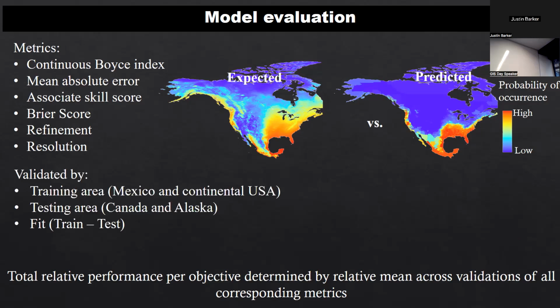This was validated over 3 different conditions. So within the training area, which was the US and Mexico, and within the testing area, which is Canada and Alaska, and then a comparison between the two to show fit. So in terms of artificial intelligence and machine learning, fit should be as small as possible. If the training area is greater than the testing area, that means it's overfit, and it's only able to successfully predict the data it's given, not additional data.